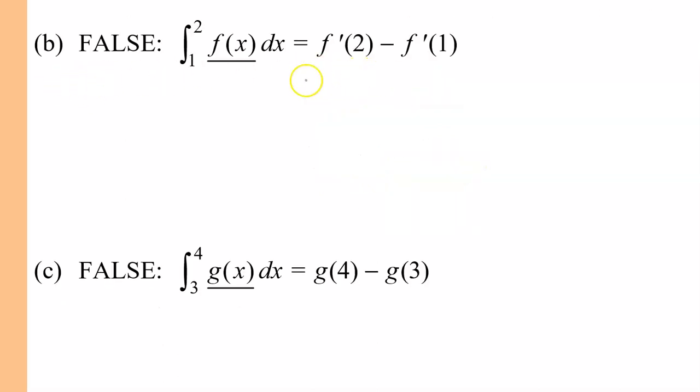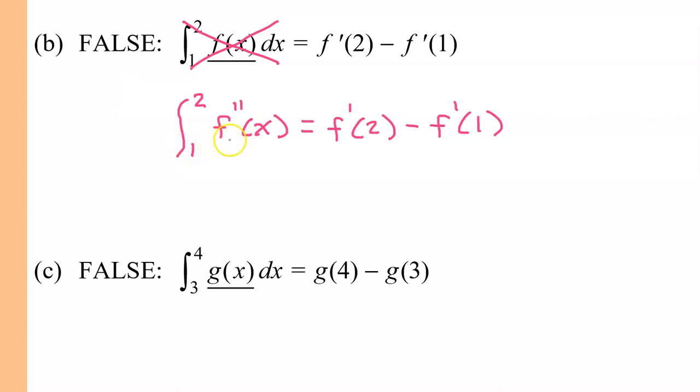Statement B has the same issue as the previous problem. However, this time f of x is underlined. So we need to change this part in order to fix the issue. So what can we do? We know that the integral reverses a derivative. So we need something that if you integrate, it will give you f prime. So that means this has to be f double prime. If you integrate f double prime, you end up with f prime.